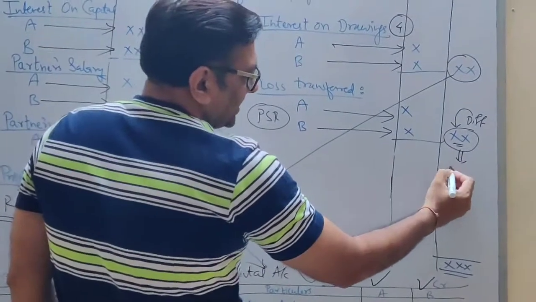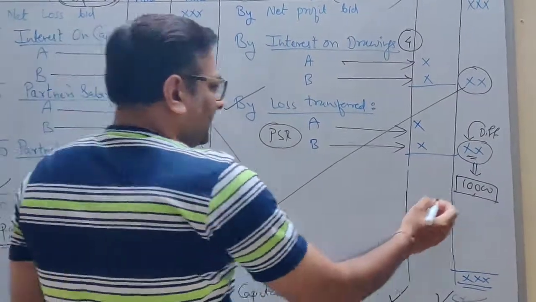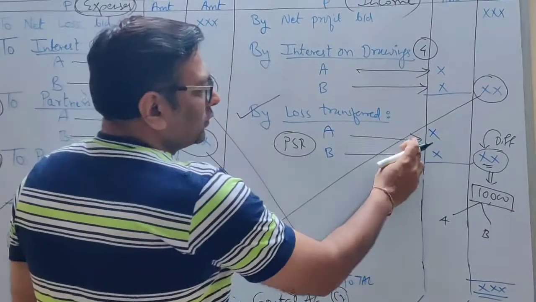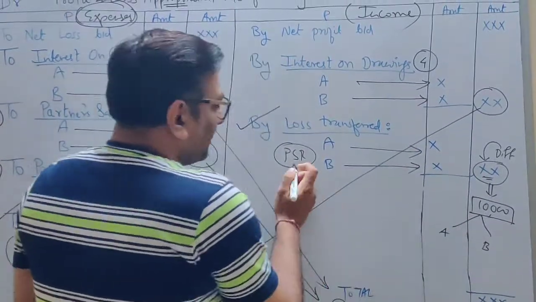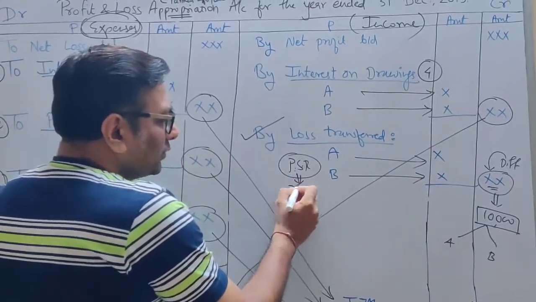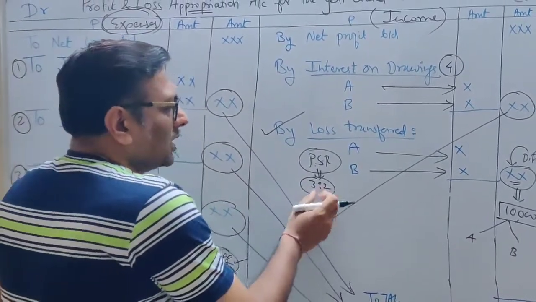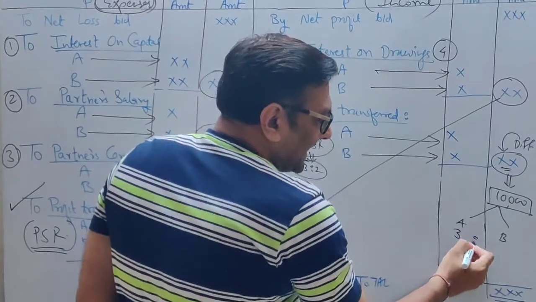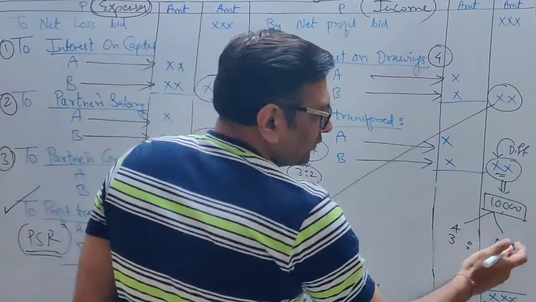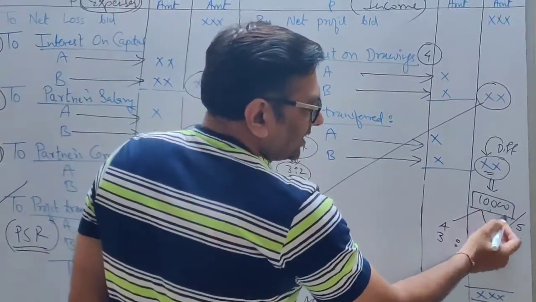Suppose I got a difference of 10,000. Now I want to divide this 10,000 between partner A and B. Now how to divide this amount between the partners? Suppose the profit sharing ratio is given to you as 3:2. What is the profit sharing ratio given to you? 3:2. So I want to divide this between A and B in the ratio 3:2. Tell me the total of the ratio. 3 plus 2 is how much? 5. So you divide your difference amount 10,000 by 5.